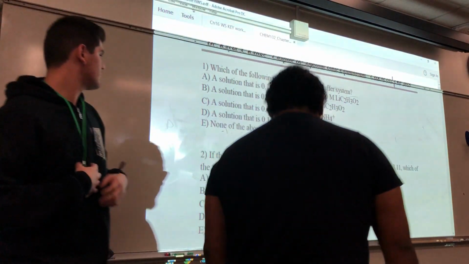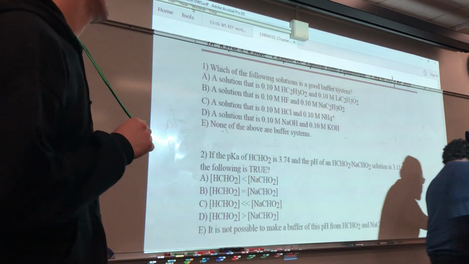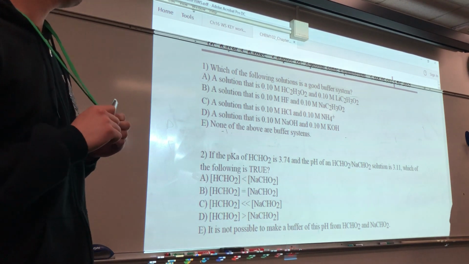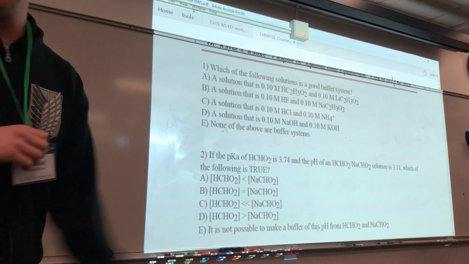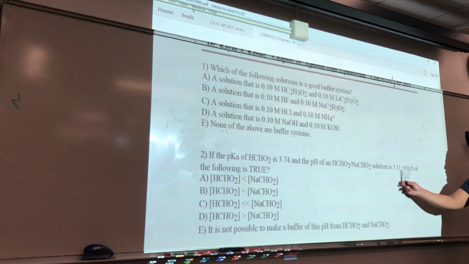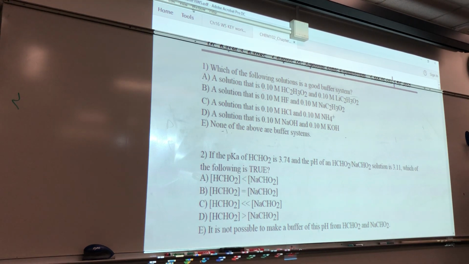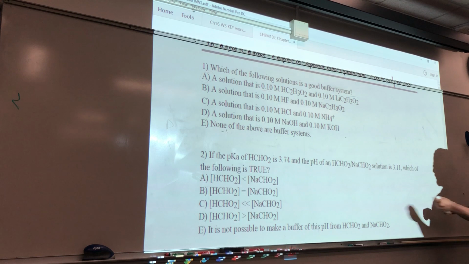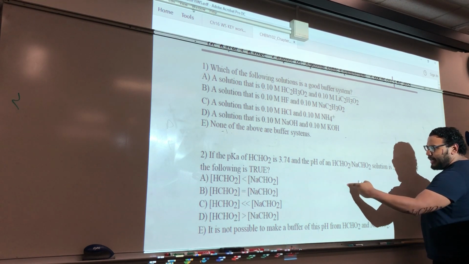Next one's fun. In his questions, he made them really not bad, right? So you have a pKa of 3.74, and it turns out your pH is 3.11. What does that tell you about the ratio of them? So write the Henderson-Hasselbalch out, right? It's normally pH, right?